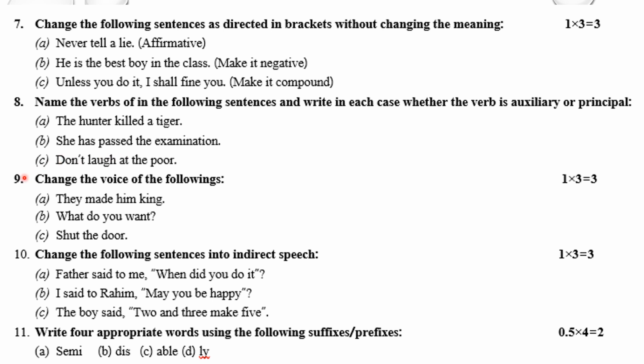In the same way, C number. Don't laugh at the poor. Don't laugh. Here, don't is helping verb. To make the sentence negative, we have used don't. Laugh is the main verb. Okay, and in this way we have to complete the answer. Number 9, change the voice of the followings.